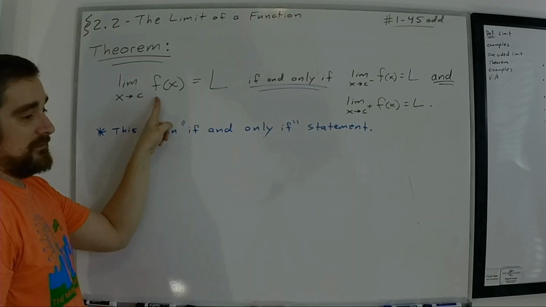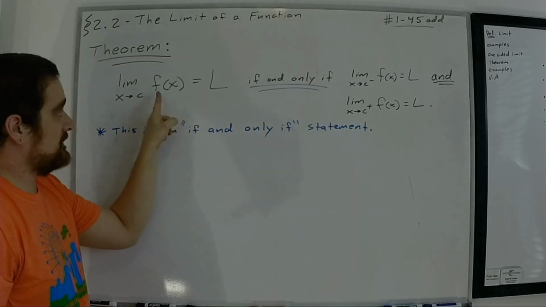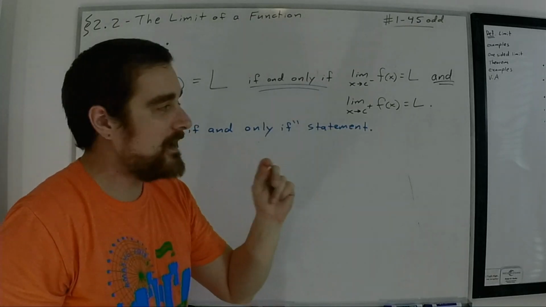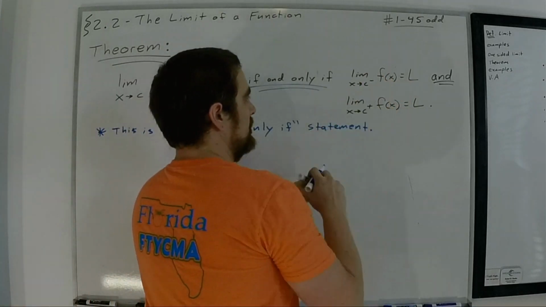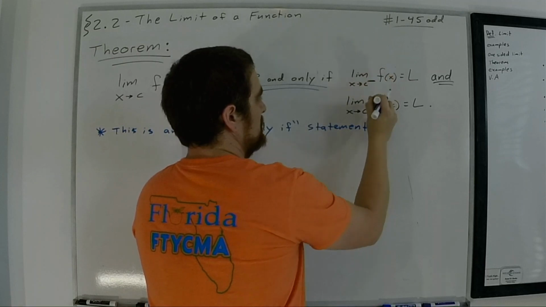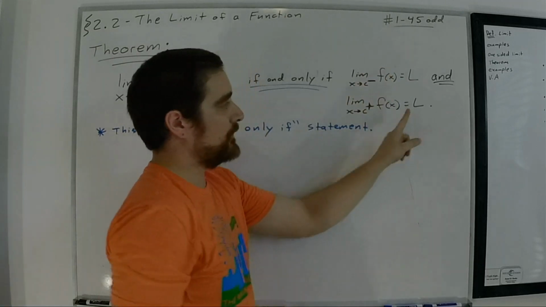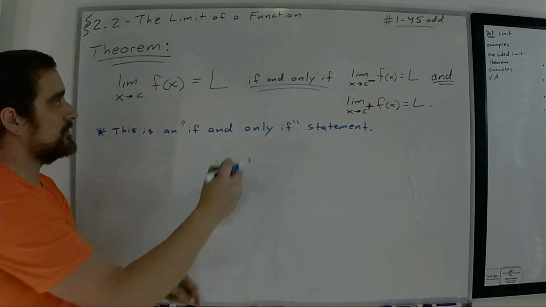If we have that the limit as x goes to c of f of x is L, then we automatically know that this has to follow. The limit from the left and the limit from the right also exist and also equal capital L. That's a one-way street going this way.